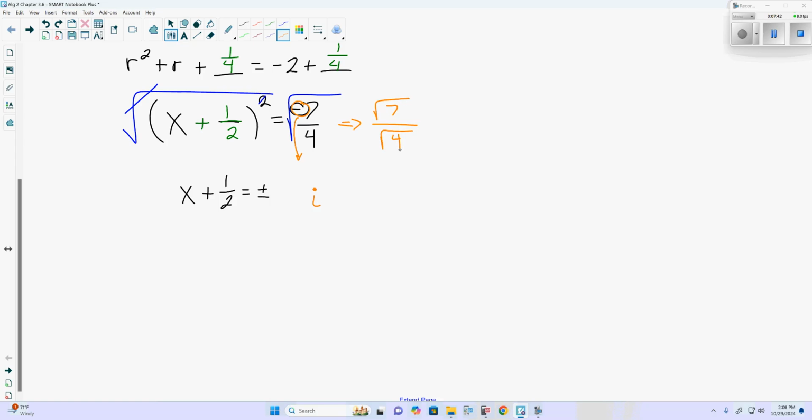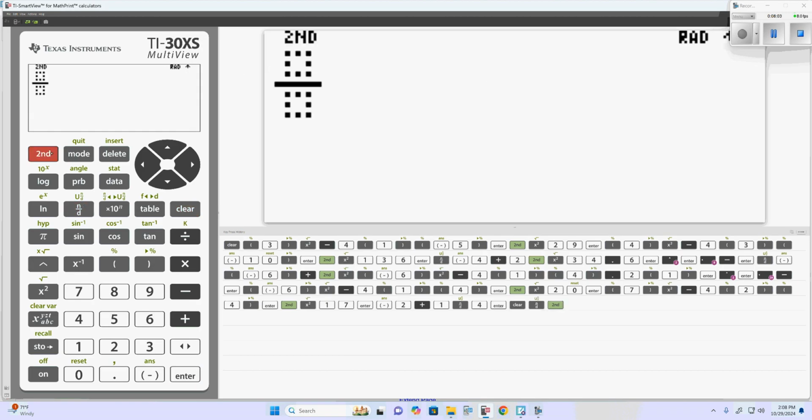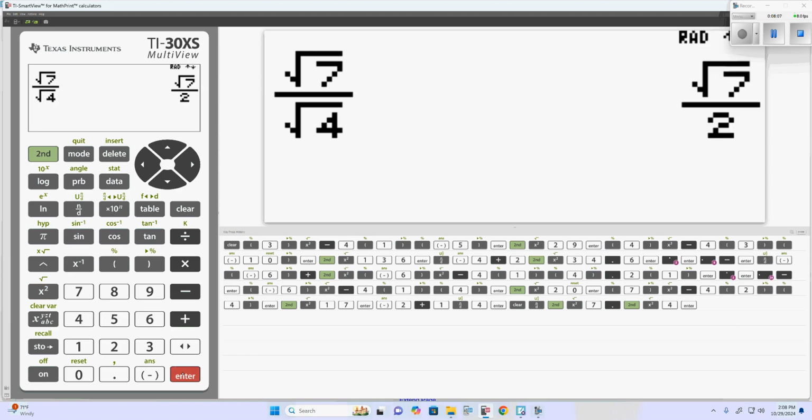Now, looking at this here, what would the square root of 4 be? Well, the square root of 7 doesn't reduce. So the square root of -7/4 is actually the square root of 7 over 2, times i. And we could do that in the TI-30XS. If I can pull it up, draw that out: a fraction, square root of 7 over the square root of 4, which is square root of 7 over 2.